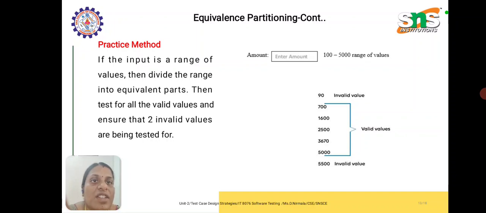If an input is a range of values, then divide the range into two equivalent parts. Test all the valid values and ensure that two invalid values are tested. This is the example for testing the valid and the invalid values, based upon the range of the values we will be testing.